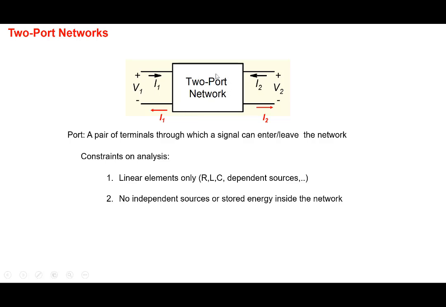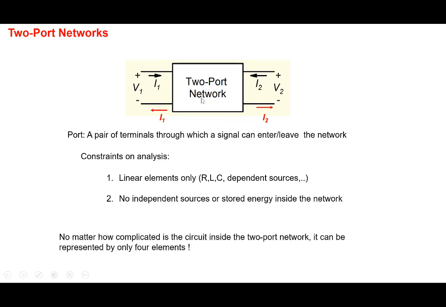So note that this is a simplified representation of the network. Note that this network can be quite complex. It can have 10 resistors, 100 capacitors, many inductors, many dependent sources. But what we'll say is that you can replace all of that, just like we did in Thevenin's and Norton's equivalent.